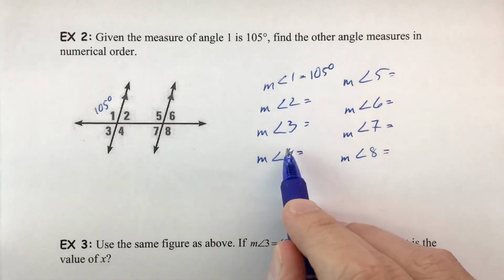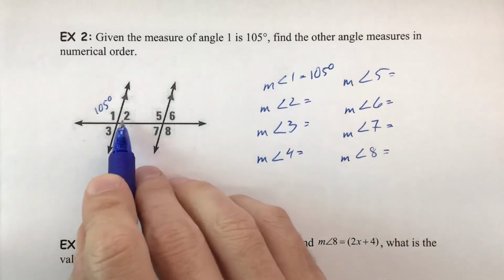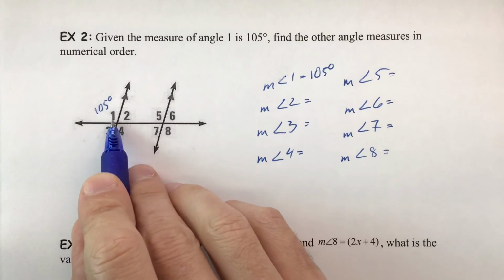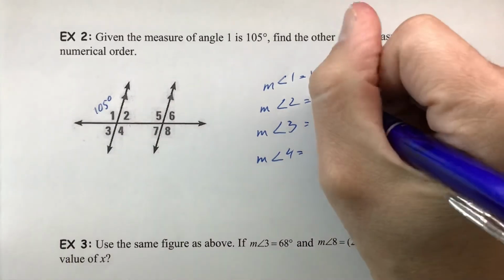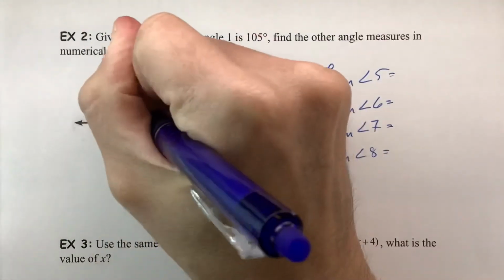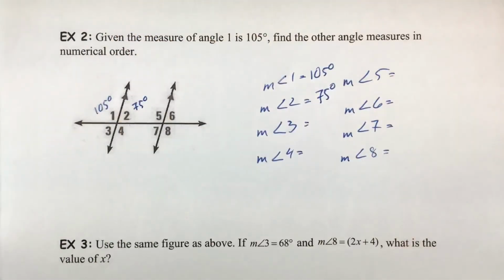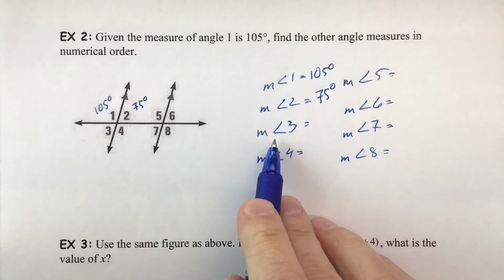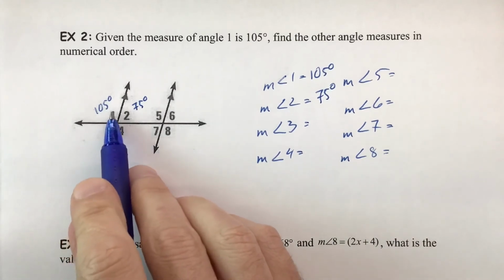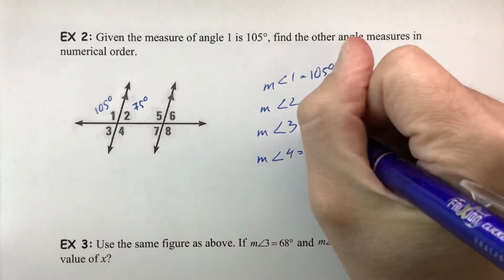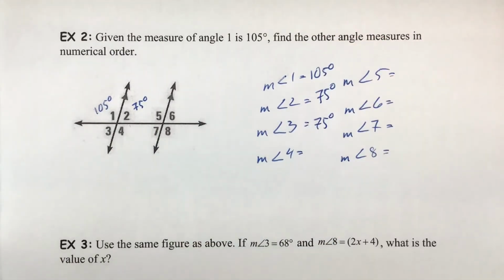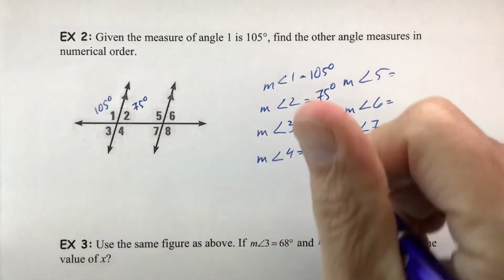But doing it in order here, angle 2, that is right next to angle 1. It is a linear pair with angle 1, so it's a supplement. That would make it 75 degrees. Go ahead and add that in there. All right, and then angle 3. 3 over here, that is also a linear pair to 105, but it is also a vertical angle to 2. So that will be 75 degrees. Angle 4 is vertical to 1.